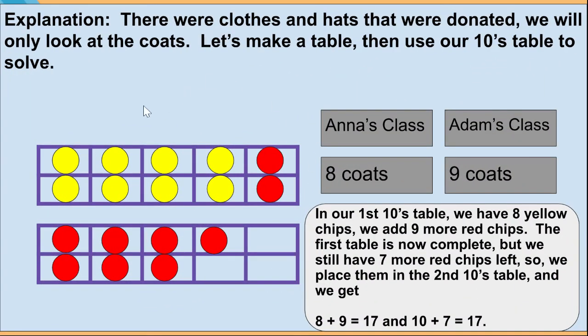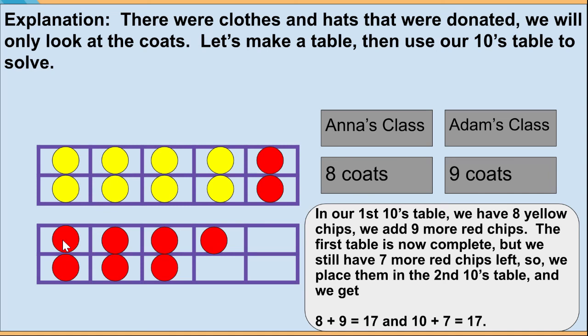Here's our explanation. There were coats and hats that were donated. We will only look at the coats. Let's make a table, then use our tens table to solve. So Anna's class got 8 coats donated. Adam's class got 9 coats donated. In our first tens table, we have 1, 2, 3, 4, 5, 6, 7, 8 yellow chips representing the 8 coats. And we also add Adam's class's 9 coats. So once we do that, we complete our tens frame.